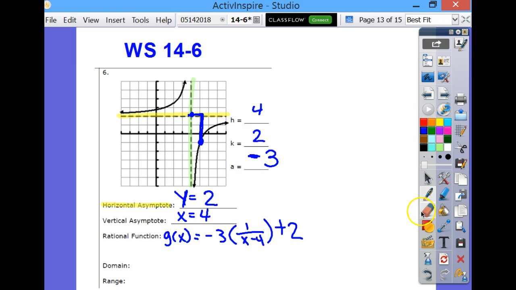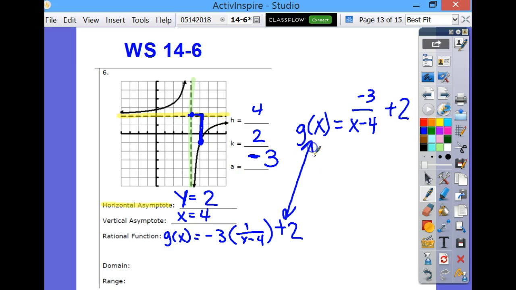Now, I just want to mention, to make that more readable, that you will see this same equation written like this. If you multiply the negative 3 times the 1, that's equal to negative 3. So these are equal to each other. These are two ways to write the same thing. A lot of times you will see it written like that.